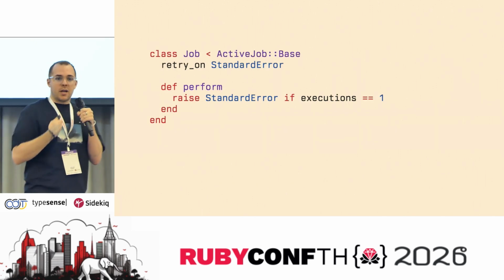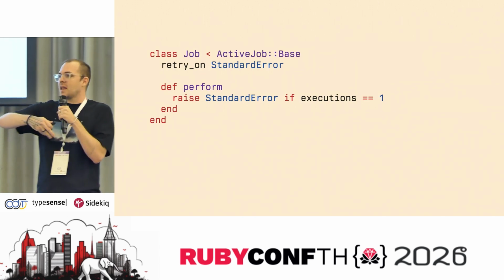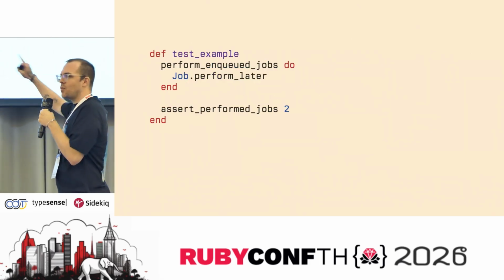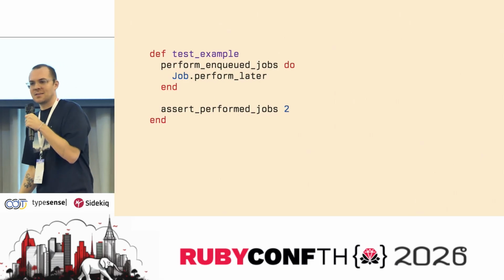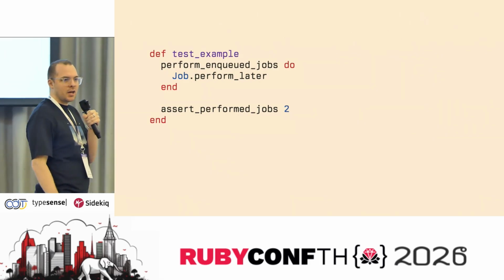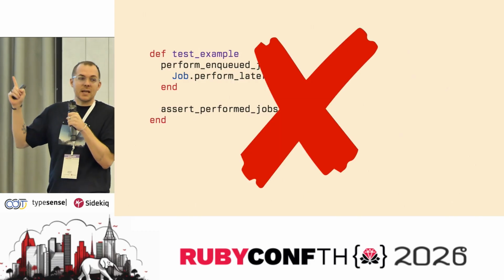I imagine that you, like me, have read the Rails guides. Thank you, Ridwana. And you're like, I know how to test this job. I will wrap my call to perform later in a performing queued jobs block. Then I'll write my assertions. Easy peasy, done. Unfortunately for you, that is a bad idea.